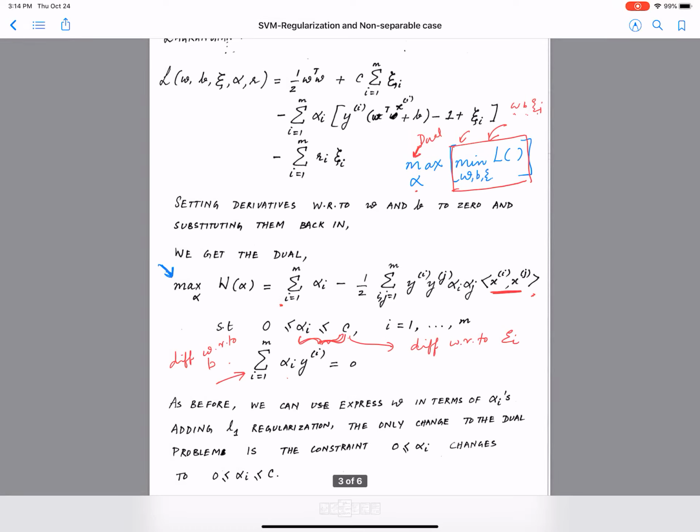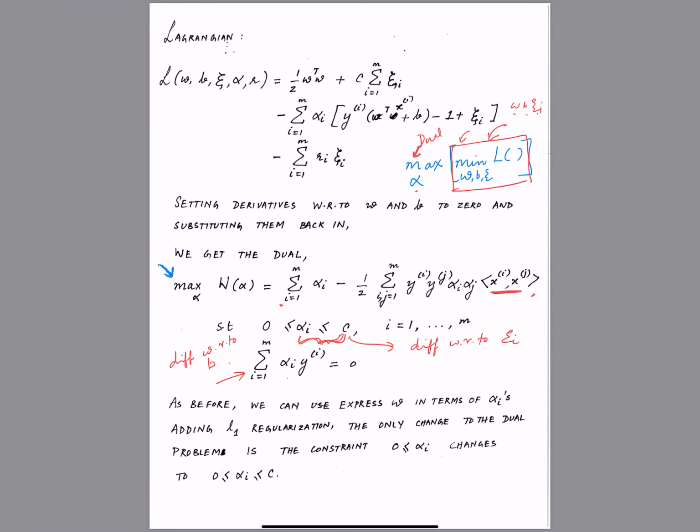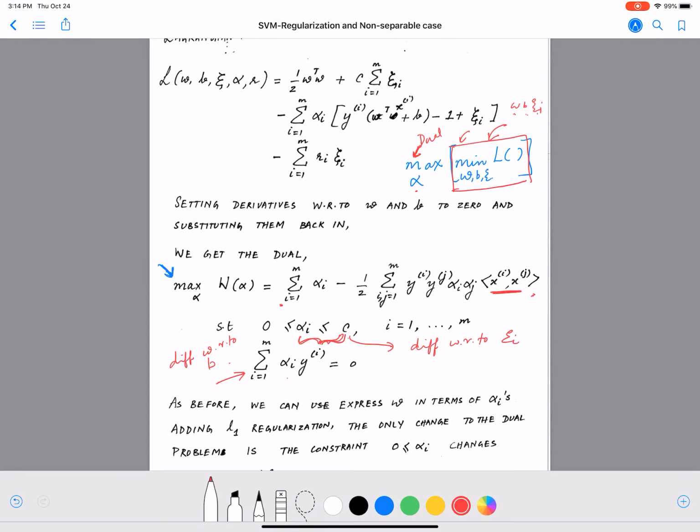Hello everyone. In this video, we are going to continue solving the dual problem. I'm just going to remind you what we were looking at in the last video. So we have the dual here, which we got after solving for W, B, and Psi. This entire thing here is a maximization subject to constraints, right? So this is the entire thing that we need to solve.